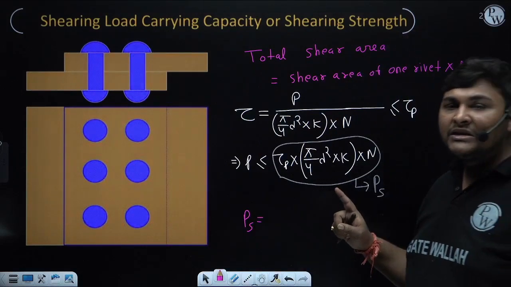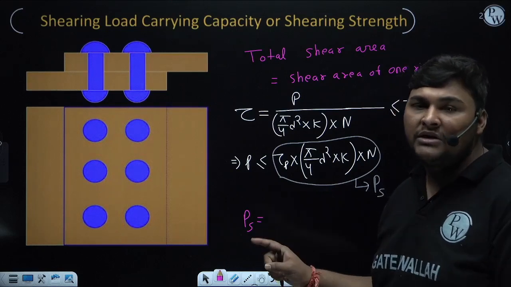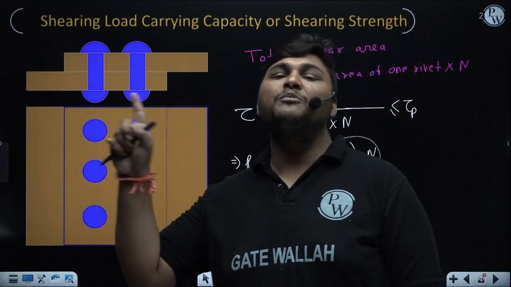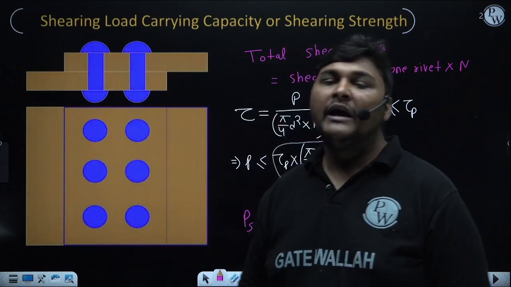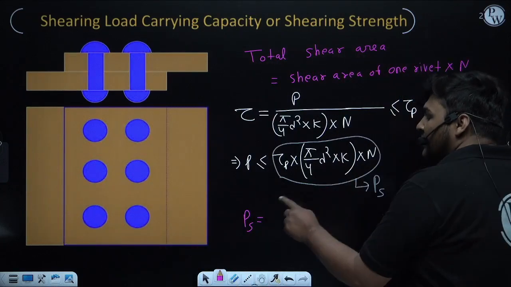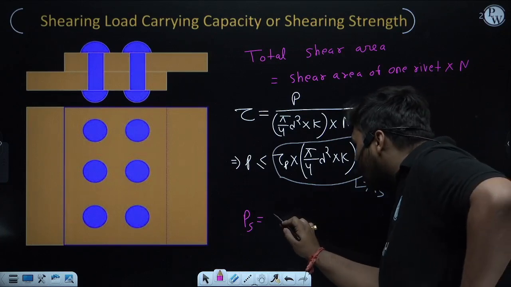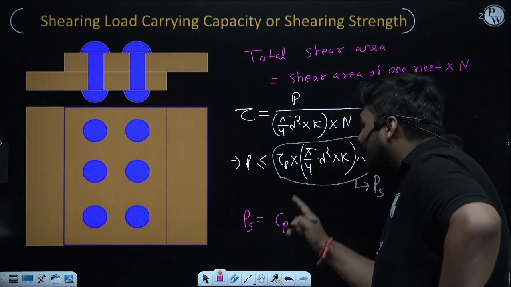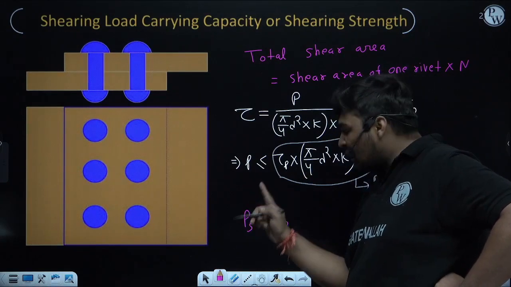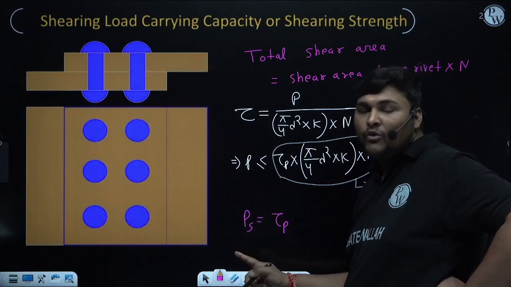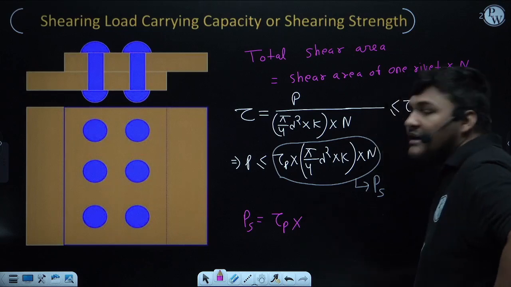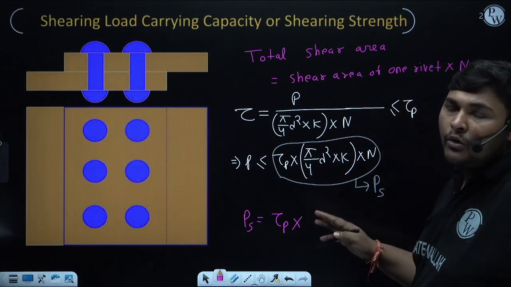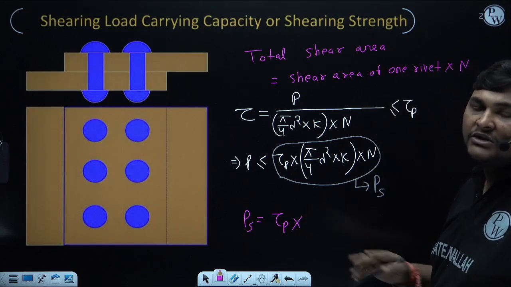Whenever you are writing the expression of load carrying capacity, equate actual stress with permissible stress, because we are calculating load carrying capacity. And if we are calculating shearing load carrying capacity, equate tau with tau p. Actual load should be less than or equal to this to avoid shearing failure: tau p into total shear area. Because when shearing of all rivets will occur, then the system will fail.